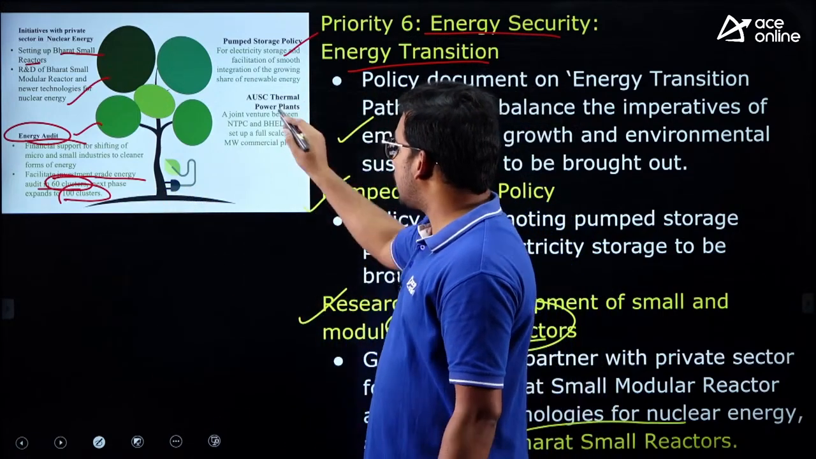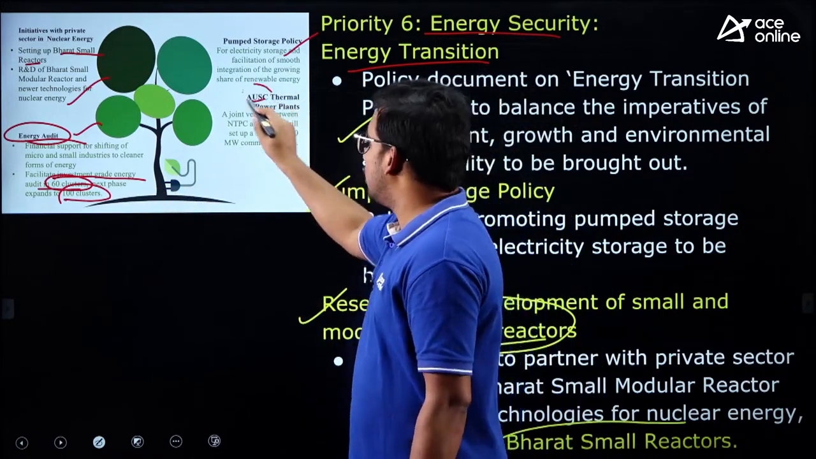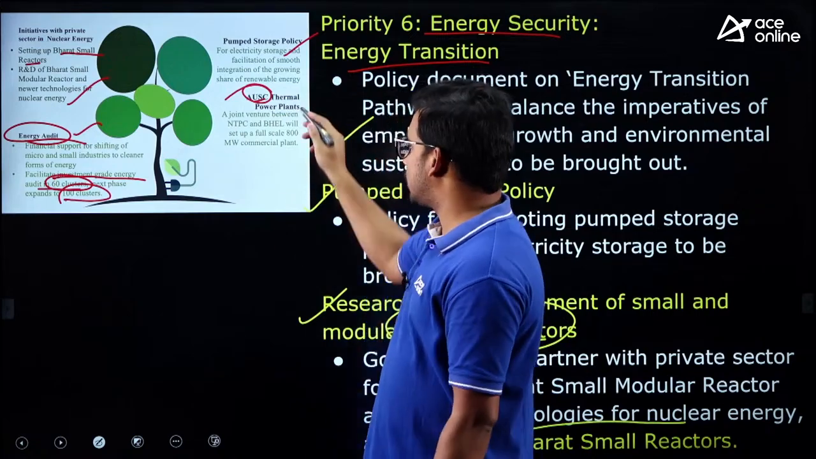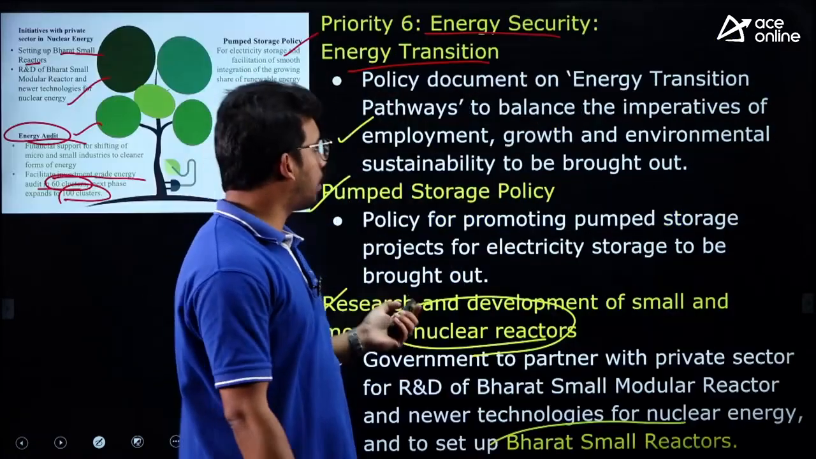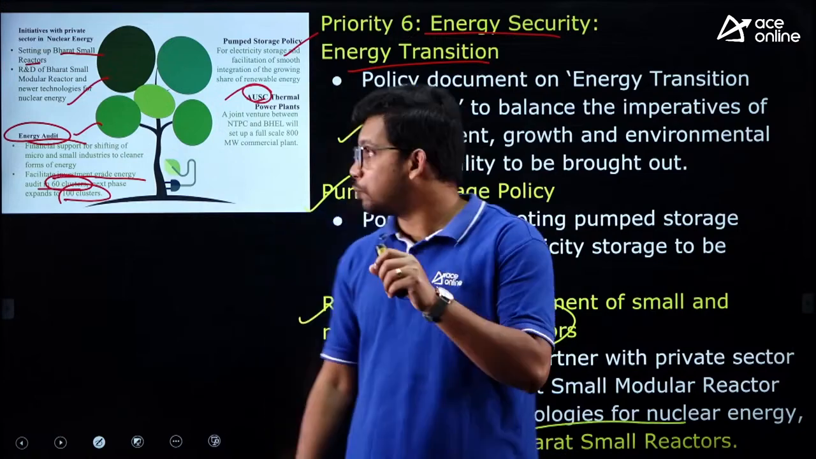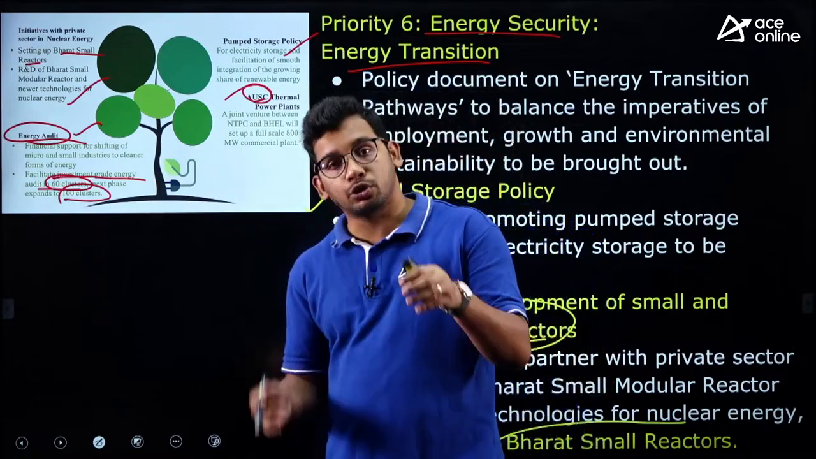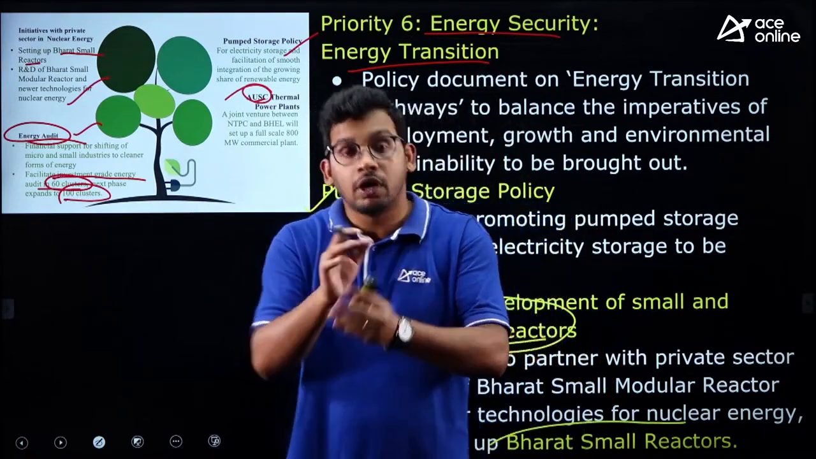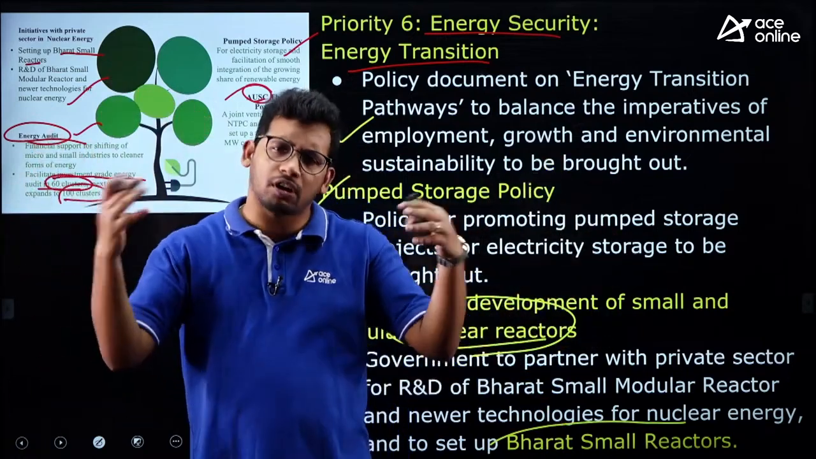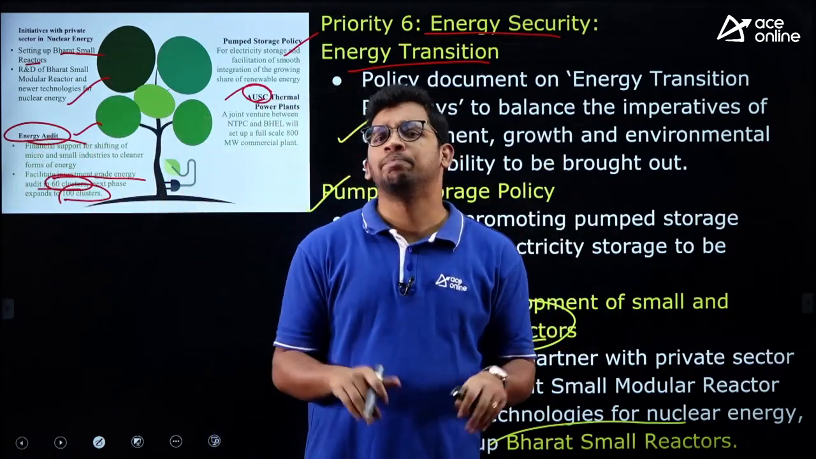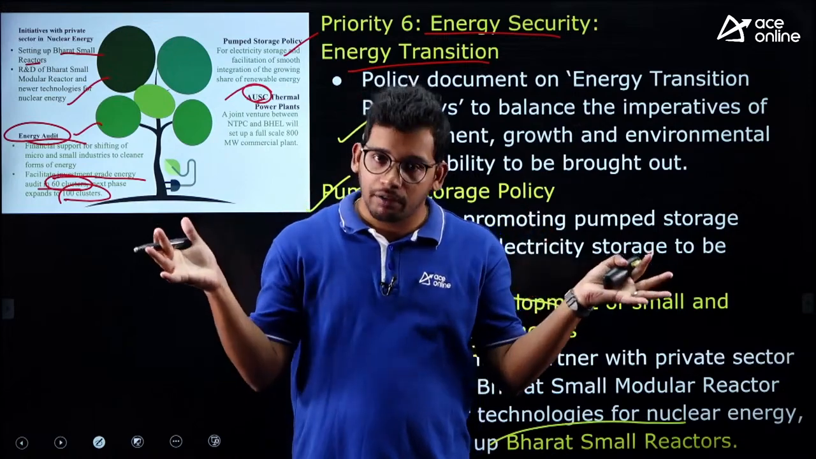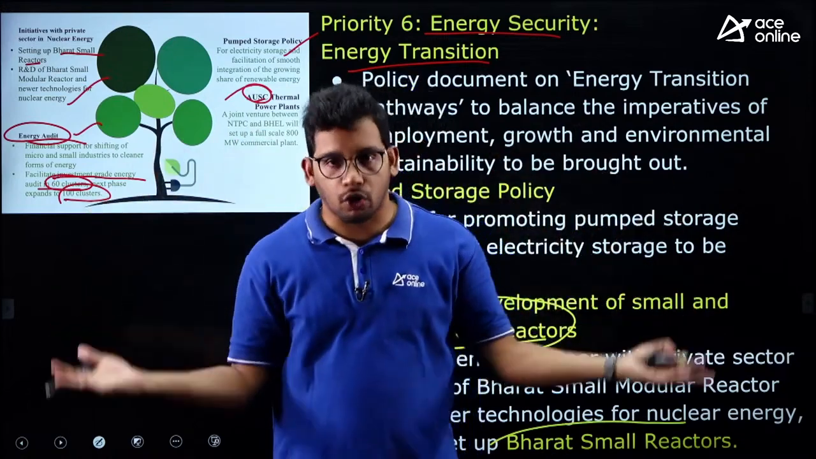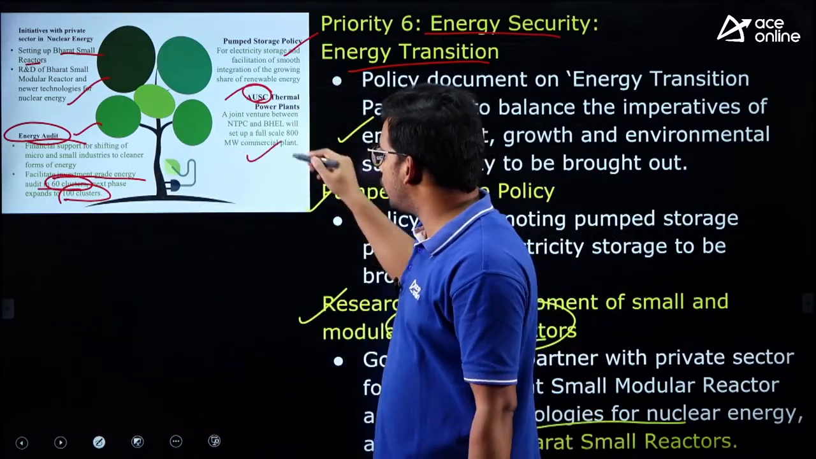Next one, advanced ultra supercritical thermal power plants. Critical or supercritical thermal power plants are those which use less coal but produce more energy. There is a lot of technology behind it, you need not worry. They are going to encourage those supercritical thermal power plants where with a small amount of coal we can generate a lot of electricity. So this is also going to be a focus.